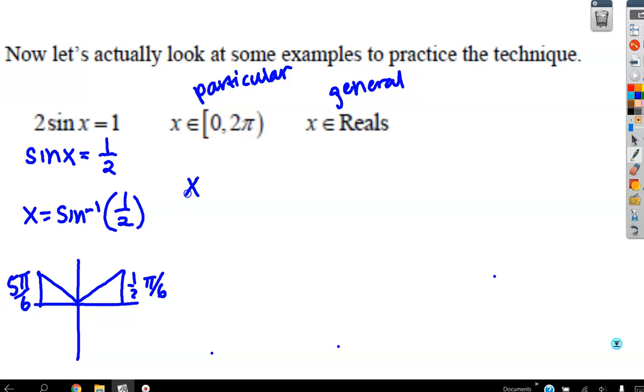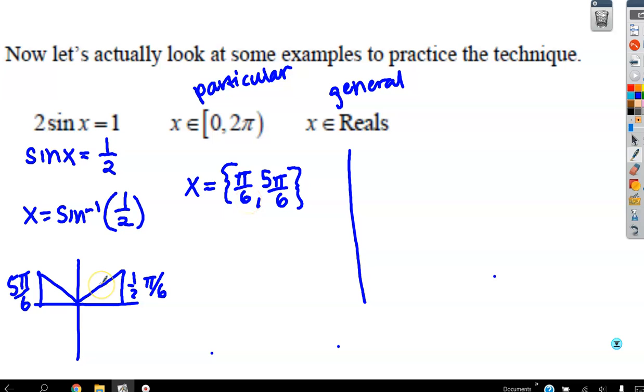Those two solutions right there would be your particular solutions, because those are the only two solutions that work for one wrap around. So notice I put them in a set, and I said those are the two that work. That's the particular set of solutions. Now, what about all real solutions? All real solutions would just be any wrap of each of these.